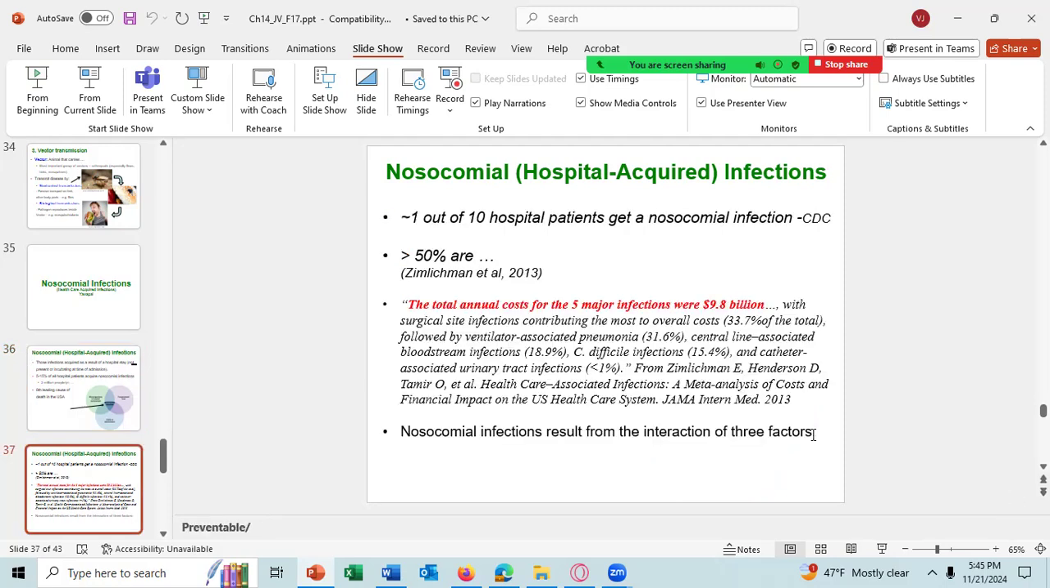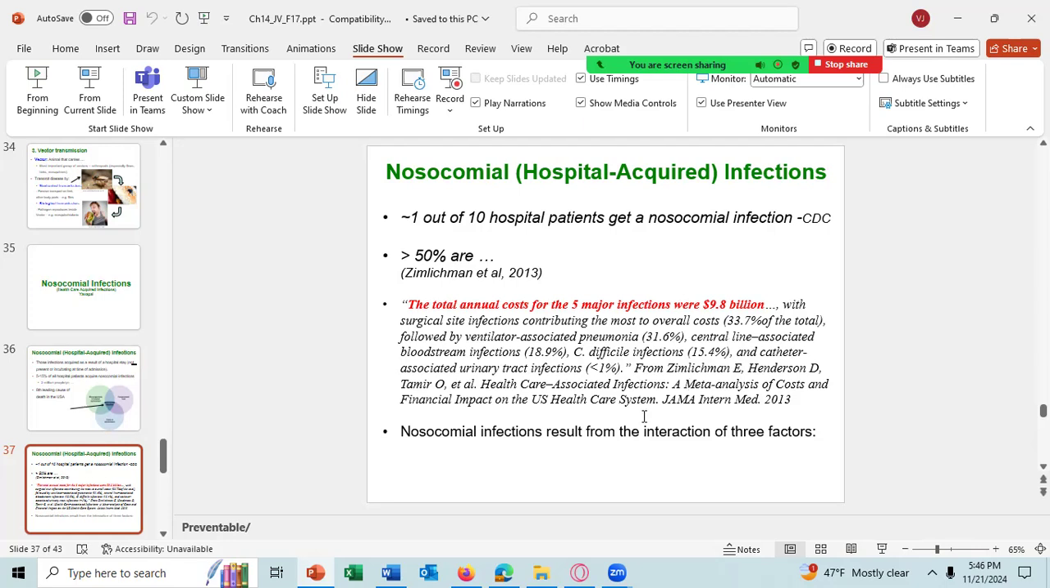About 1 in 10 hospital patients get a nosocomial infection. This is from the Centers for Disease Control. And 50% of nosocomial infections are preventable. You don't need to know the numbers, but there is a total annual cost, which is expensive for nosocomial infections in the United States. You don't need to know the number, but there's some of them there.